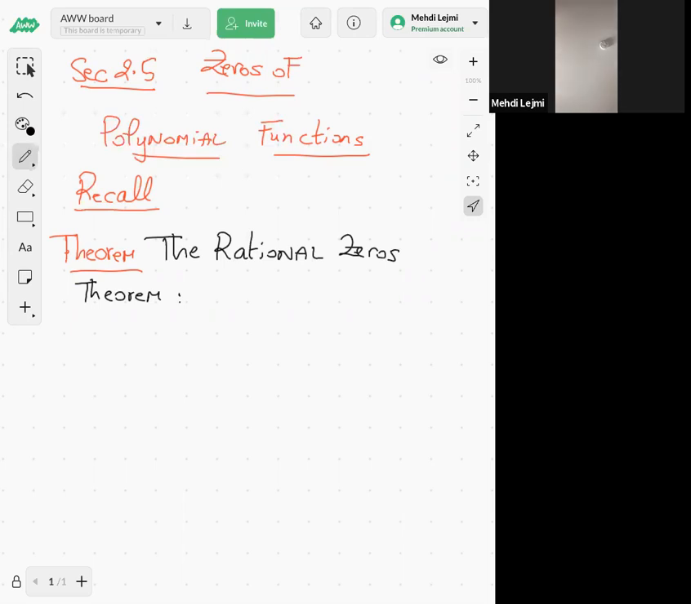So the theorem says the following. So we have a polynomial, f of x. So we have x to the power n. In front of x to the power n, there is some coefficient, a subscript n, etc., plus some powers of x, etc. And then at the end, you have some constant, a subscript 0. So this is a polynomial.